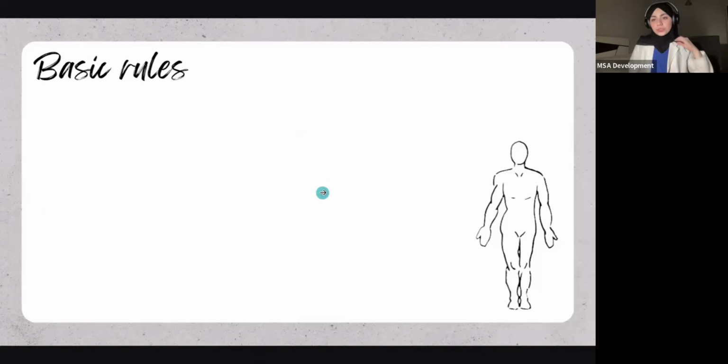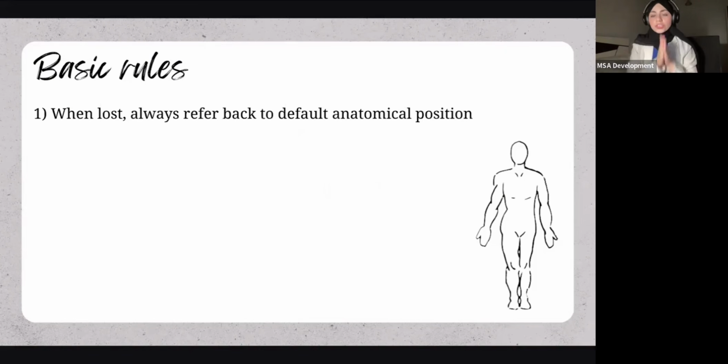Now, first of all, I want to start off with some basic house rules. When in doubt, when you are lost, please always refer back to the anatomical position. What do I mean by anatomical position? I mean with the hand supinated and with the pinky towards your side, or medial to you. This position right here is the one position that can help you a lot when you're solving questions, when you are trying to understand the movement of a muscle. Please always begin here. This is your baseline.